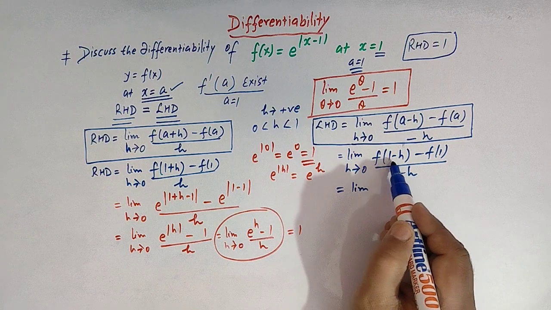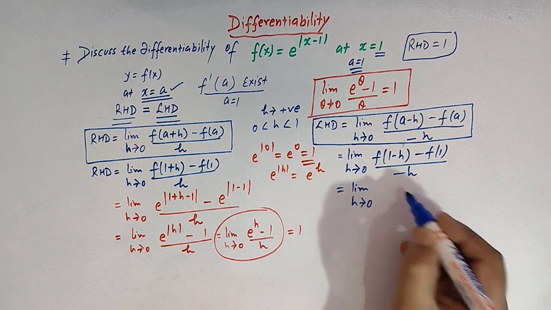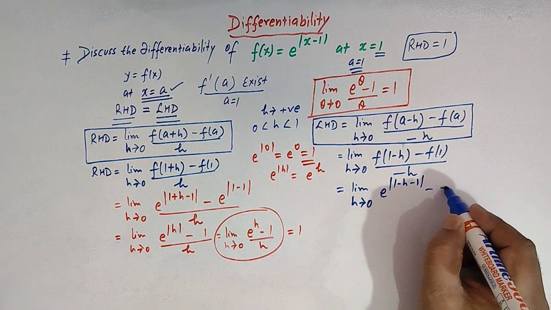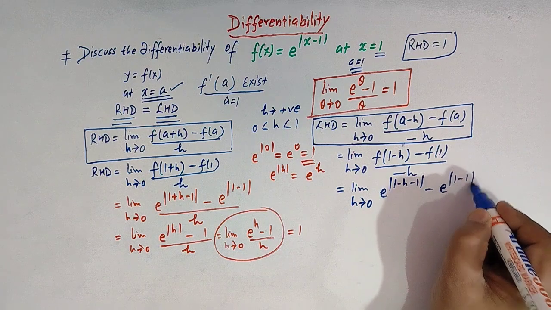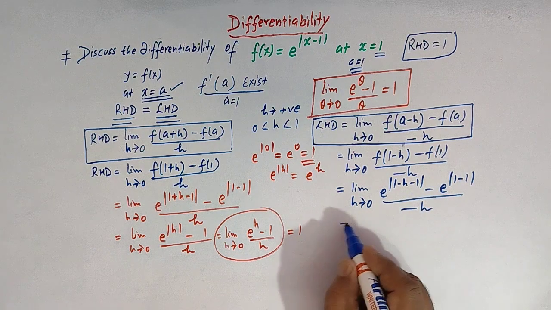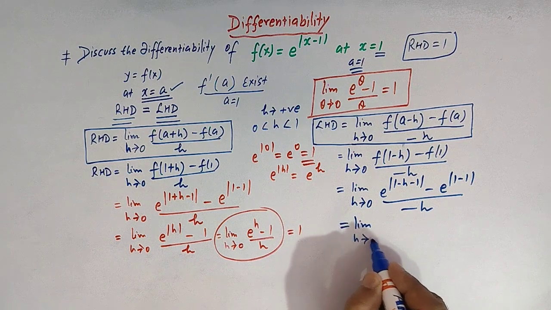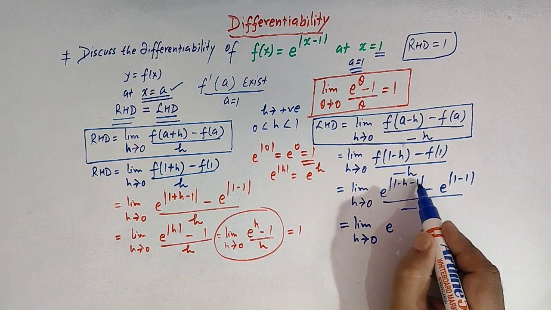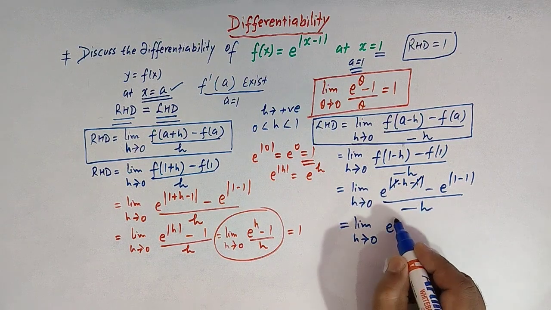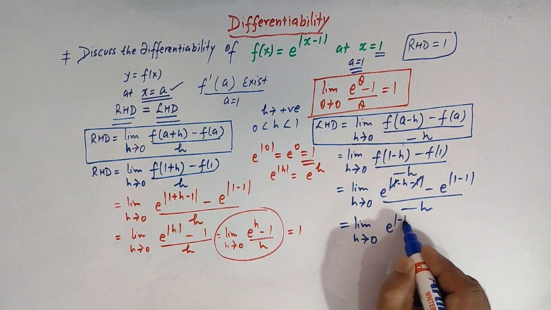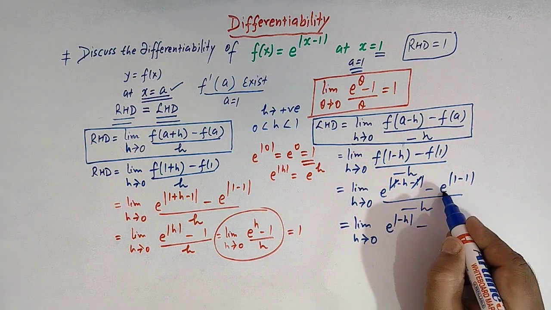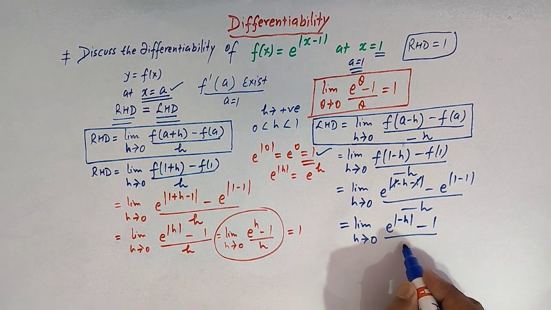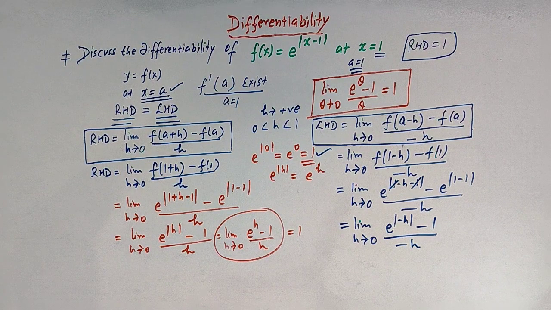Similarly as we calculated f of 1 plus h, we can calculate f of 1 minus h. So this is the limit as h tends to 0 of e raised to mod of 1 minus h minus 1, minus e raised to mod of 1 minus 1, divided by minus h. In the first term, minus 1 and 1 get cancelled, so we have e raised to mod of minus h, minus e raised to 0, and this quantity is equal to 1.